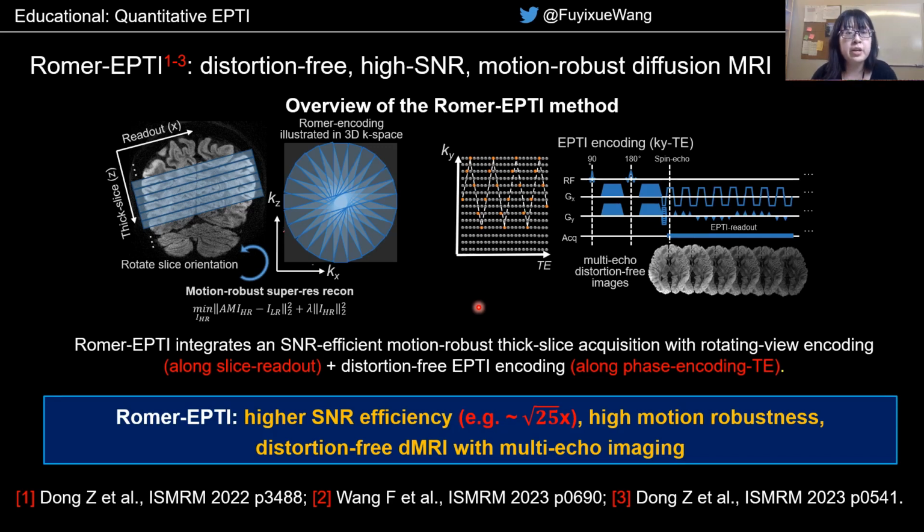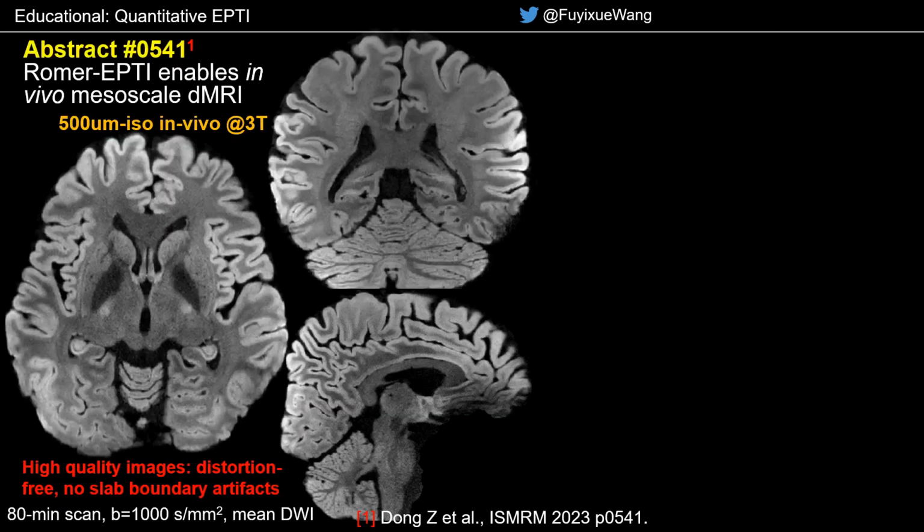Romer EPTI achieves high SNR efficiency, high motion robustness, and distortion-free diffusion MRI, and also with multi-echo imaging. The high SNR efficiency enables Romer-EPTI to achieve in vivo mesoscale diffusion MRI.